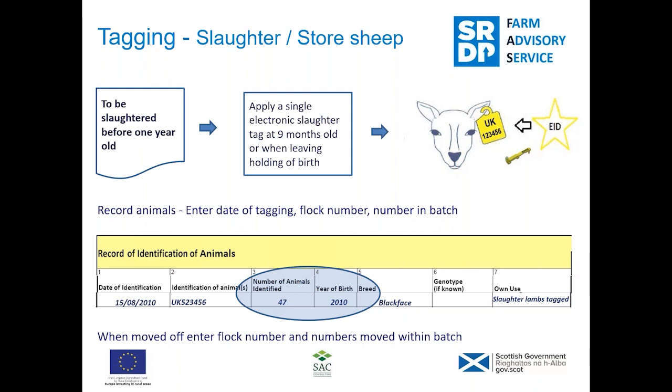So you can see here at the bottom of the page an example of the record of identification of animals from the holding register. And you can also see under the identification of animals where it's got the flock mark and just the flock mark, and it says number of animals identified. This is called batch recording.